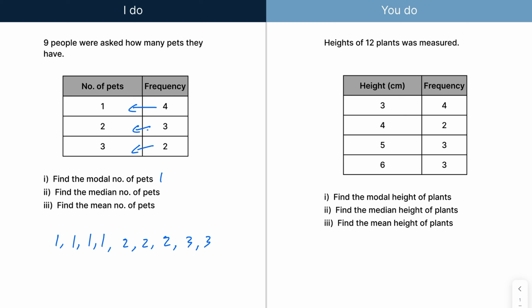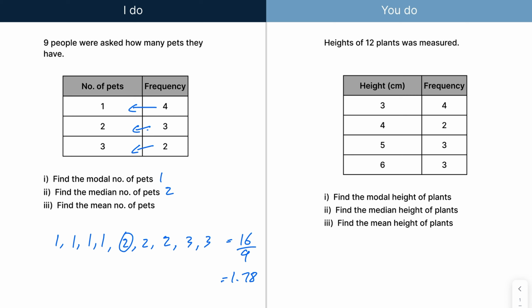And we can see the median, so there's 9 people altogether, so there's 4 on this side, 4 on this side. We can see the middle is there, so that is your median. And for the mean, you can just add all of these up. So if I add all of this together, that'll be 1 plus 1 plus 1 plus 1 plus 2 plus 2 plus 2 plus 3 plus 3. That gives me a total of 16. And then I just divide that by 9 because that's how many people there are. So that will give me 1.78 as the mean.